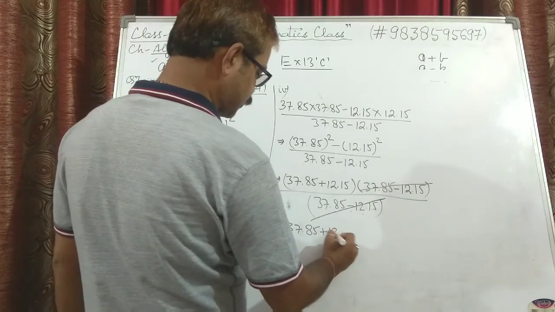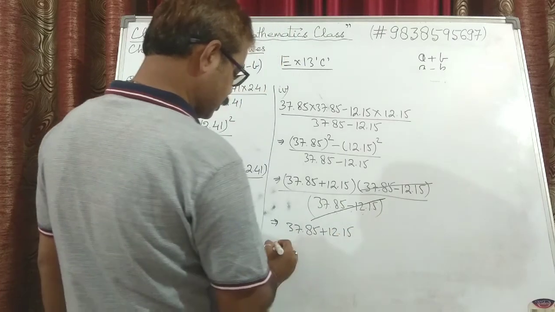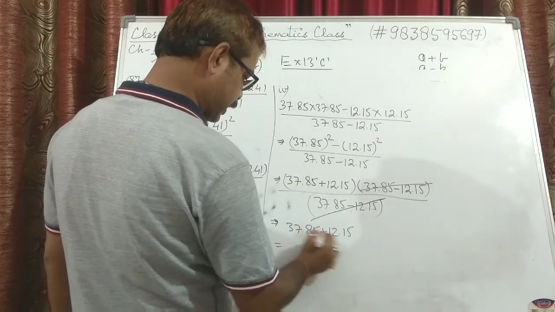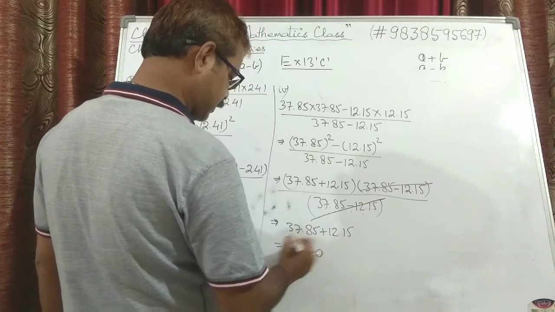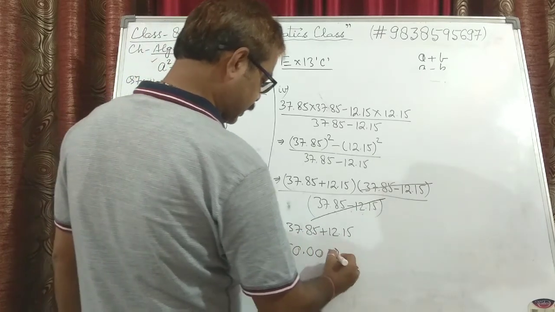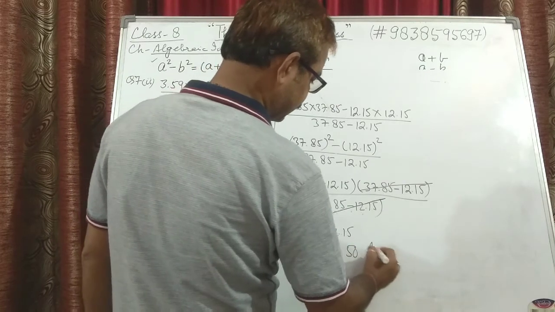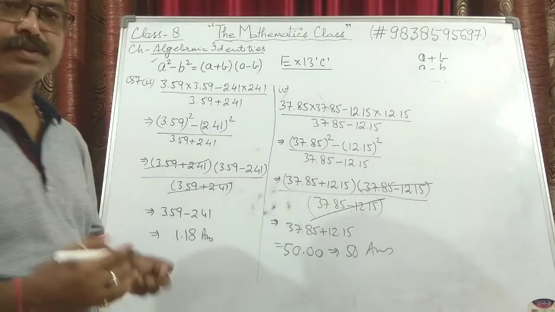We got 37.85 plus 12.15. So 5 and 5 is 10, 0; 8 and 1 is 9, plus 1 is 10, 0; 1 carry, 7 and 2 is 9, plus 1 is 10, 0; 3 plus 1 is 4, plus 1 is 5. The final value is 50. That is the final answer.